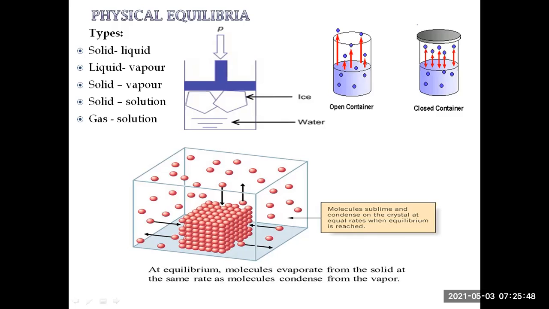Slowly, the camphor molecules in the gaseous state will convert back to solid. As the rate of formation of camphor vapors becomes equal to the rate of formation of camphor solid, we say equilibrium is attained between the solid and the vapors. So at equilibrium, molecules evaporate from the solid at the same rate as molecules condense from the vapor state to form the solid. Then we say the solid is in equilibrium with the gaseous phase. That is sublimation.